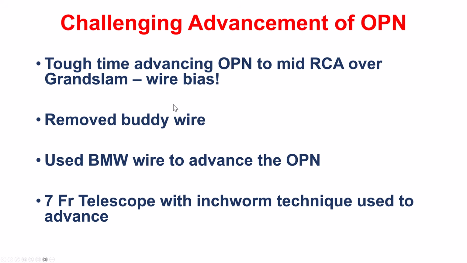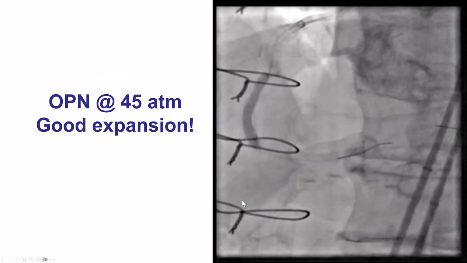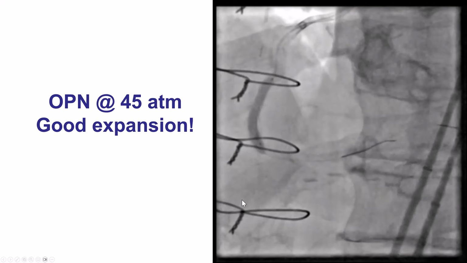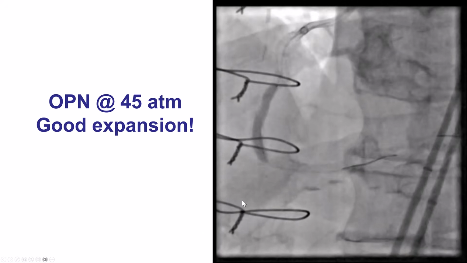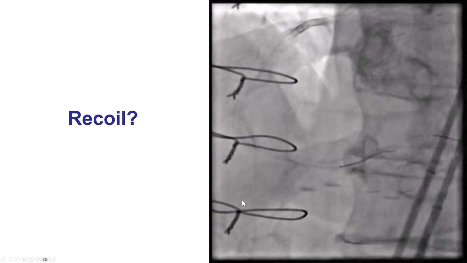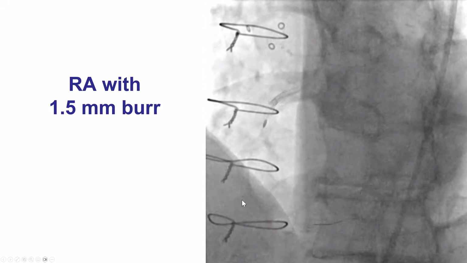So we removed the Grand Slam, and we used the BMW wire, and then a guide extension. And we're able to get through, and the OPN balloon seems to be okay at 45 atmospheres. So that gives us hope that we're able to expand the lesion. But immediately afterwards, it's still recoiled. We can still see there's an eccentric lesion there.